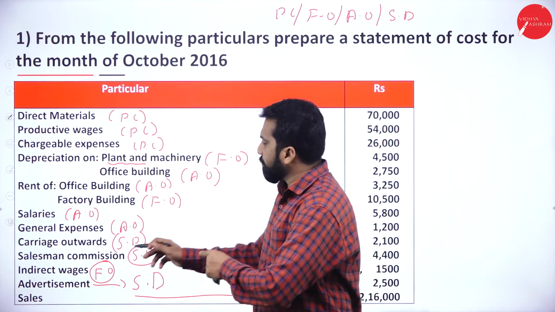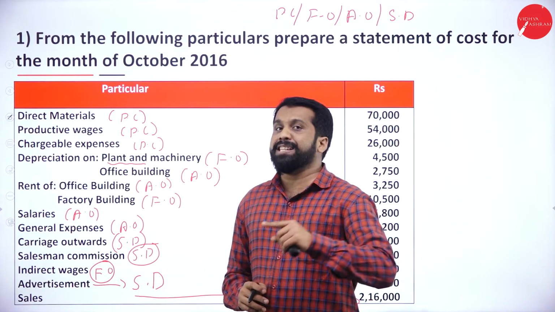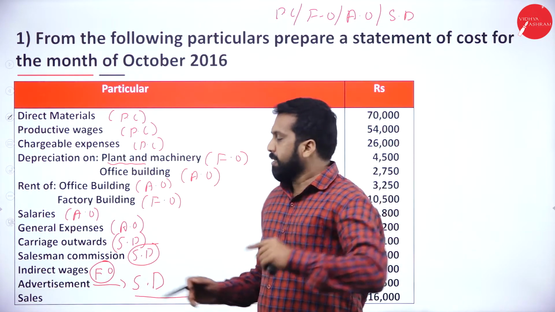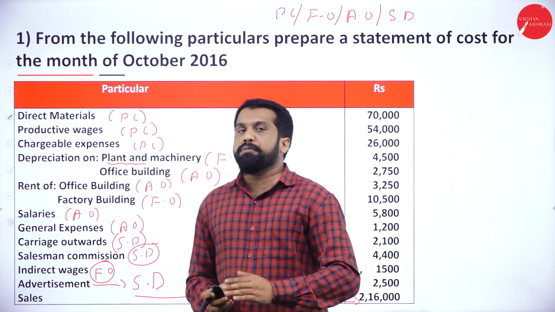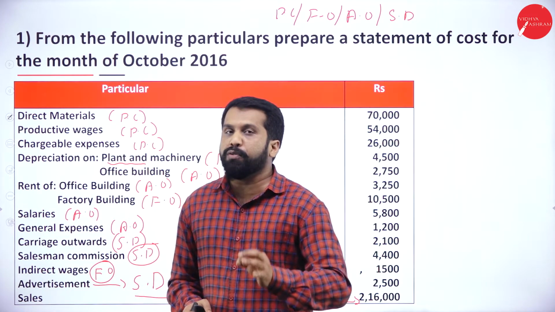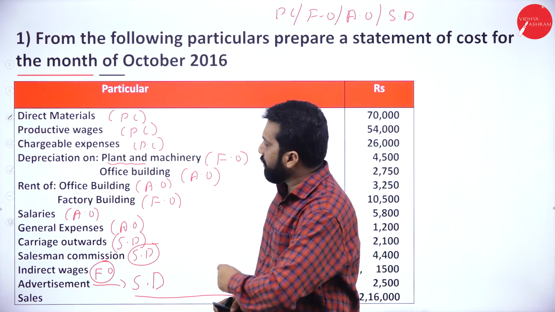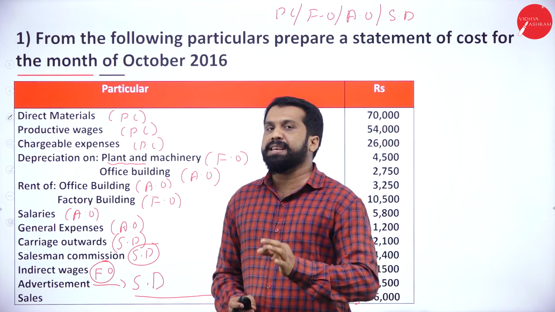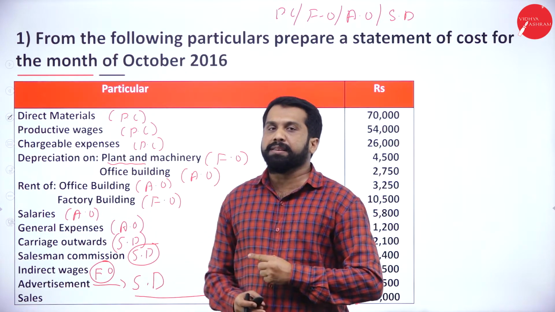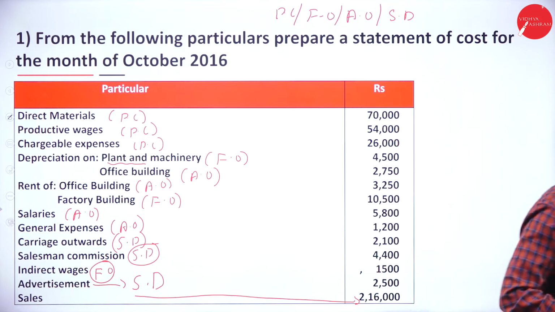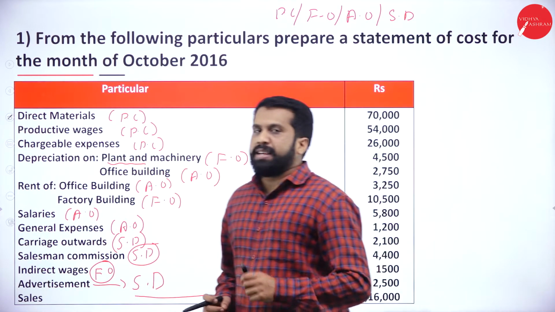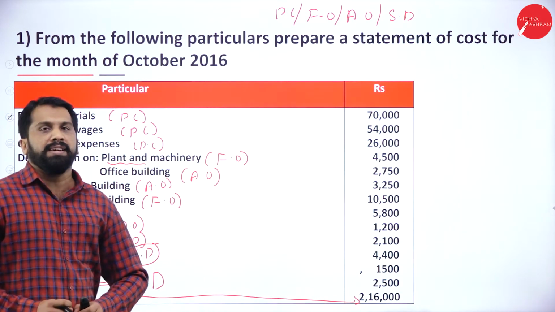Carriage outward, sir, it will go to selling and distribution. Salesman, sir, it will come for sales, selling and distribution. So if you do 2-3 problems, you will be familiar with all the words. Okay, please take a screenshot of this. We'll continue. Hope you have taken the screenshot. Now we'll go for the answer.